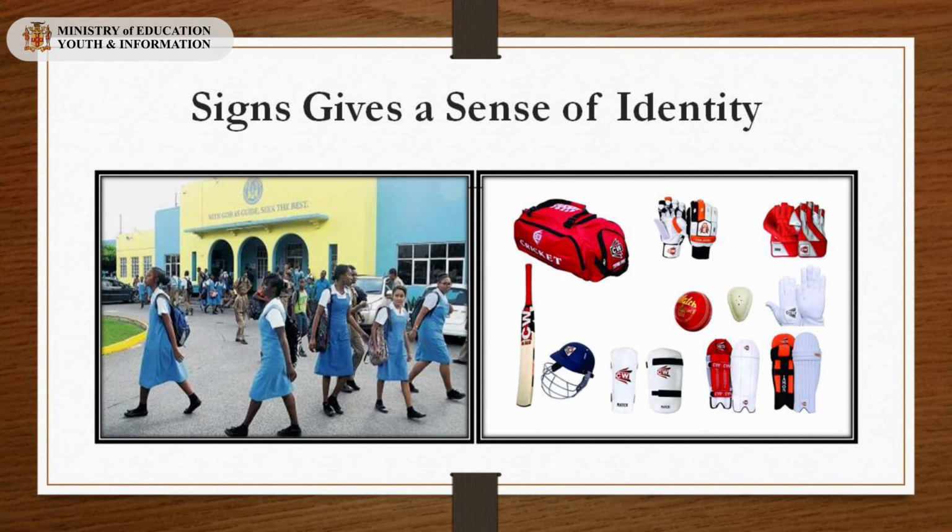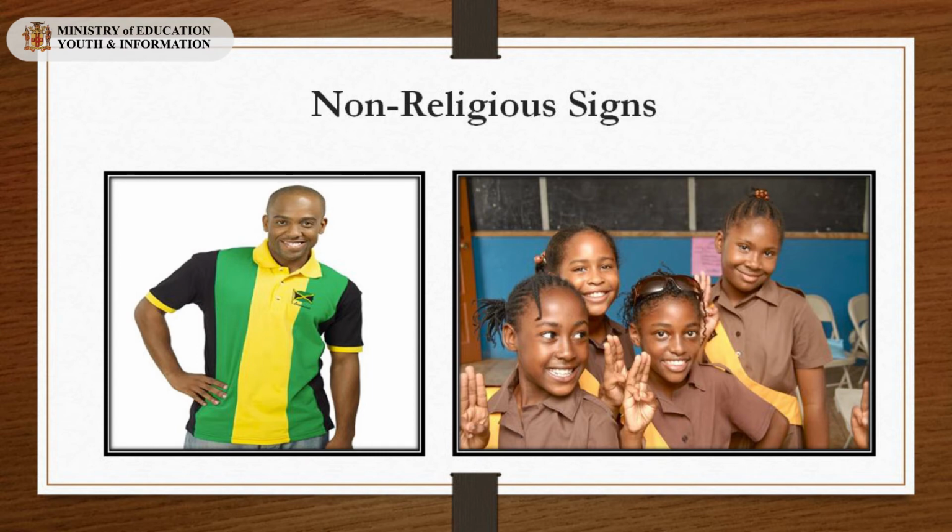For example, the uniform that you wear, or the lapel, or your tie. All of these help to indicate who you are. So it gives a sense of identity. So signs are also capable of giving a sense of identity. Your sports gear, or maybe the club you belong to, be it Key Club, Girl Guides, Brownies, or even when we wear our Jamaican colors, that indicates that we are members of the Jamaican society.